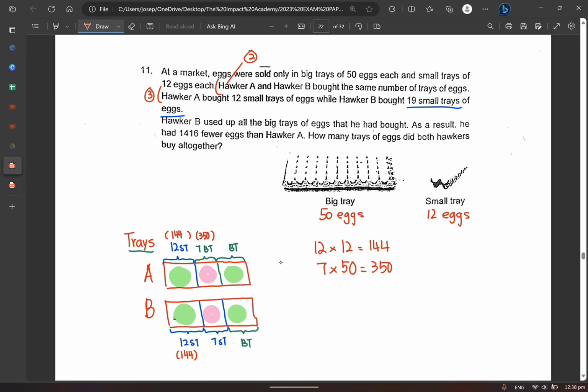Okay, and for this, it is 7 small trays, so 7 times 12. Okay, that gives me 84. So we have 84 eggs over here. For these big trays, I do not know, and for this, I also do not know.